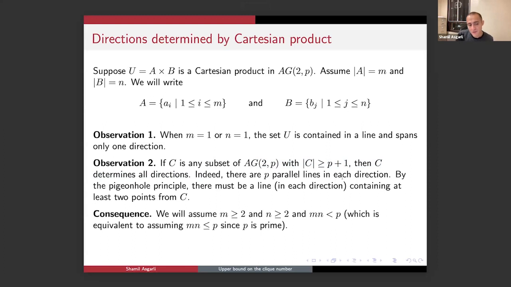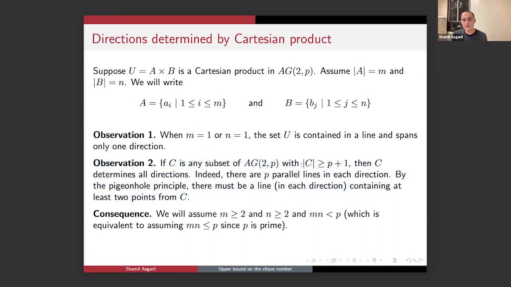And because of observation 1 and observation 2, it means that we can always assume that M is at least 2 and N is at least 2, because M equals 1 or N equals 1 is not interesting. And the other case is also not that interesting, because then you just get all the directions.